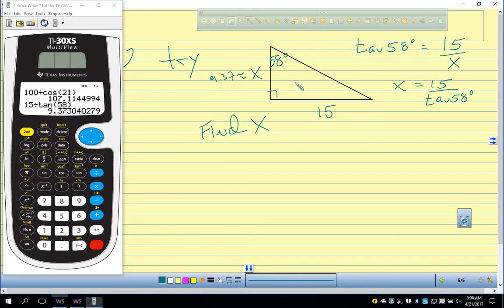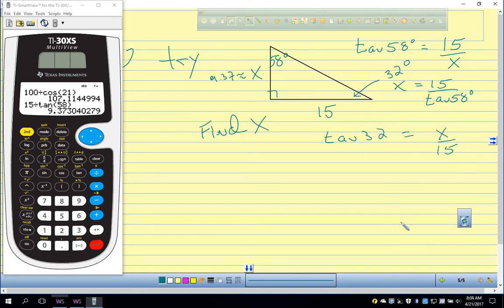Now another thing I could have done is find this other angle first. What's that angle? If this is 58 and this is 90, what does this angle have to be? 32, because those two have to add up to 90. So the other thing I could have done is say that the tangent of 32 is equal to x over 15.